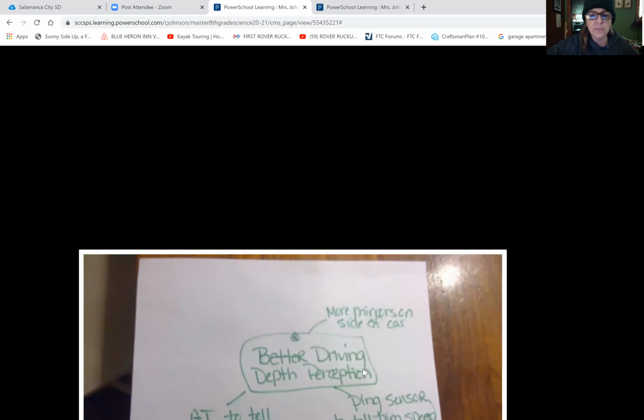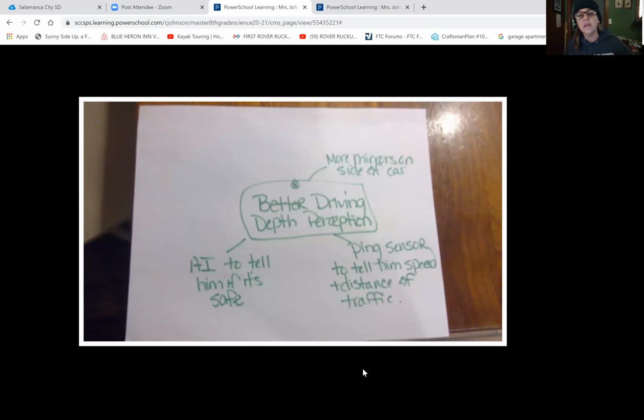And my last one, with better driving and depth perception, well, I wondered if more mirrors on the one side of the car, the right side of the car, where his vision is really compromised. Some kind of a ping sensor. A ping sensor sends out a signal. It bounces off of something and comes back. You can get a readout that tells you how far away the object is and how fast the object is traveling. It's what police radar uses.